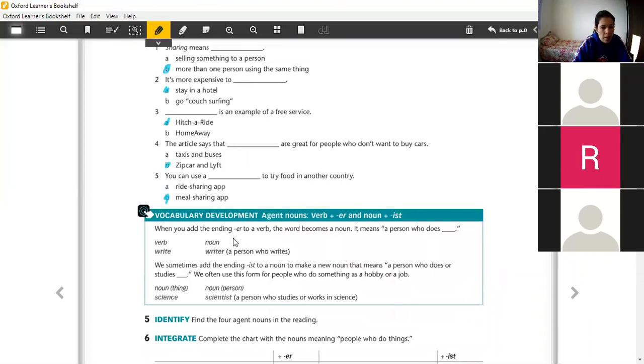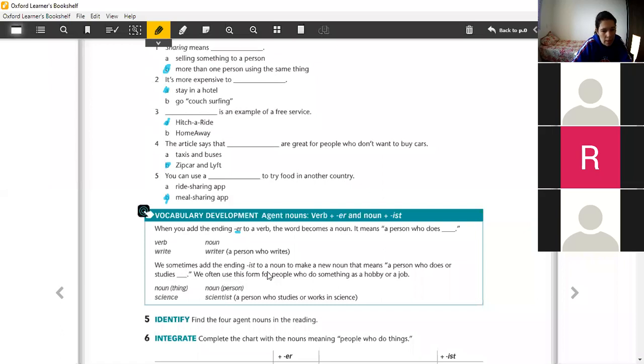So when you add the ending -er to a verb, the word becomes a noun. It means a person who does. Right? Então, quando nós acrescentamos o e e o r no finalzinho do verbo, ele se torna a pessoa que faz. Por exemplo, write, se nós acrescentamos o e e o r, fica writer, fica o escritor. Então, a person who does. Se torna a profissão, tá?